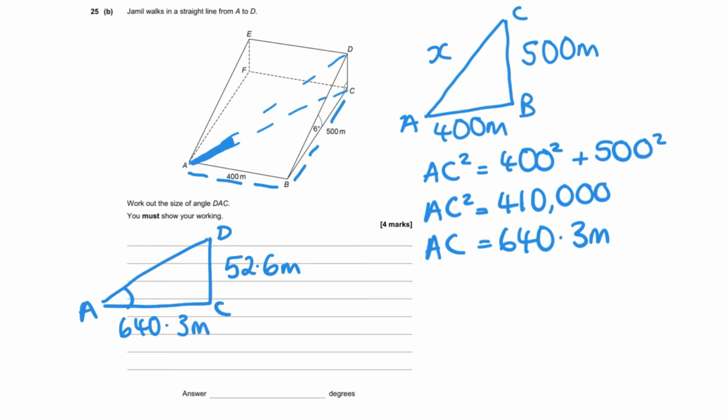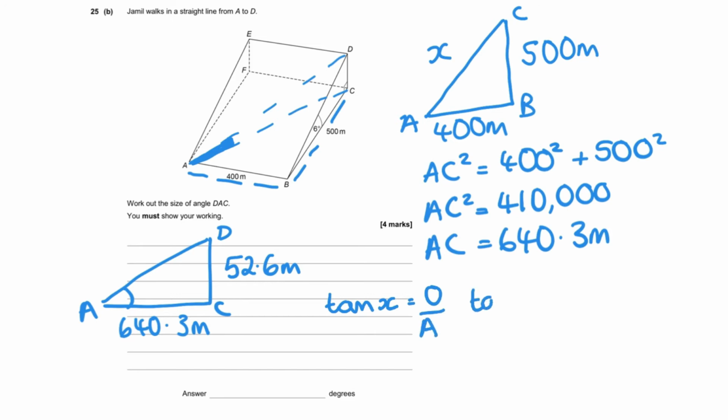So now we've got the length that's opposite the angle and the length that's adjacent to the angle. We can go about using one of our trigonometry rules. So if we've got opposite and adjacent, it's going to be tan. So tan x is equal to opposite over adjacent.